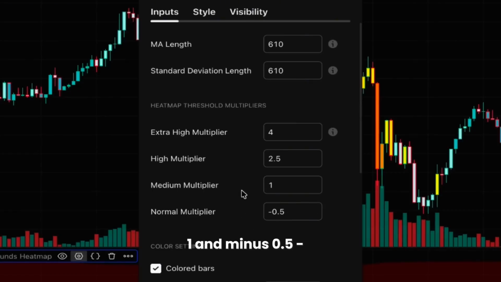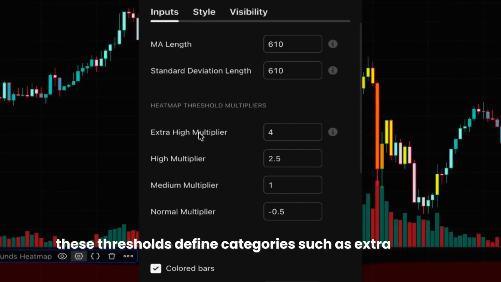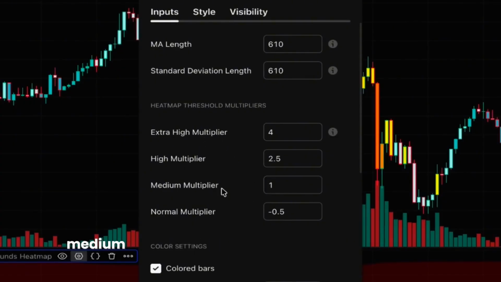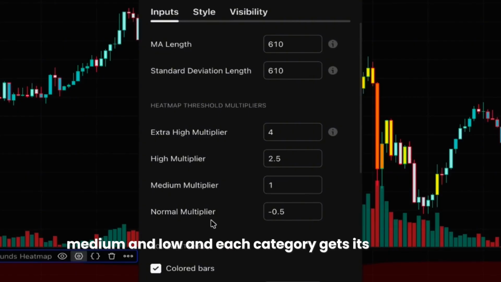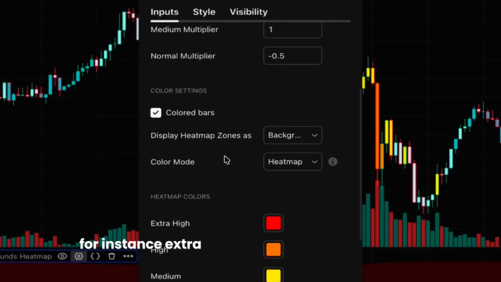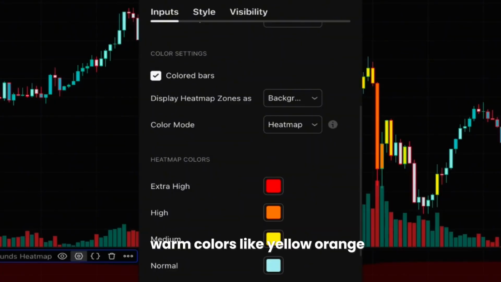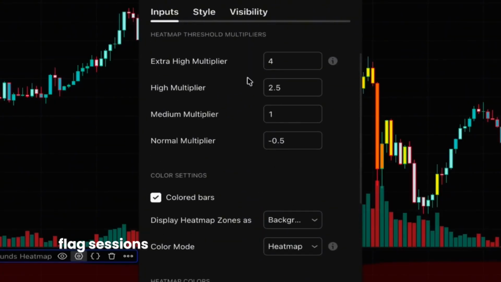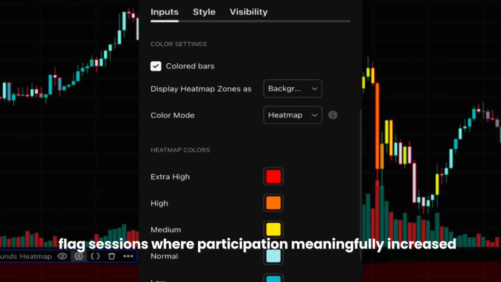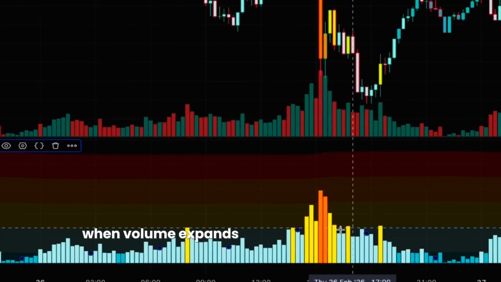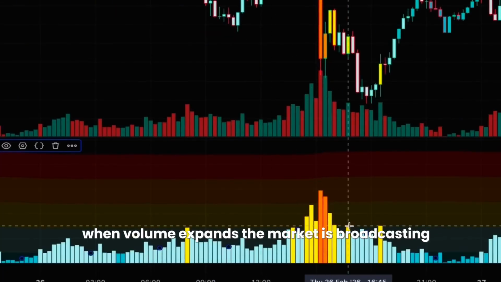-0.5. These thresholds define categories such as extra high, high, medium, and low, and each category gets its own color. For instance, extra high volume might display as red, high as orange, medium as yellow, and lower readings as cooler colors. The practical takeaway is simple. Warm colors like yellow, orange, and especially red flag sessions where participation meaningfully increased. When volume expands, the market is broadcasting interest.